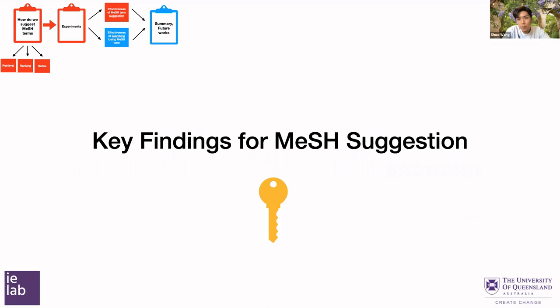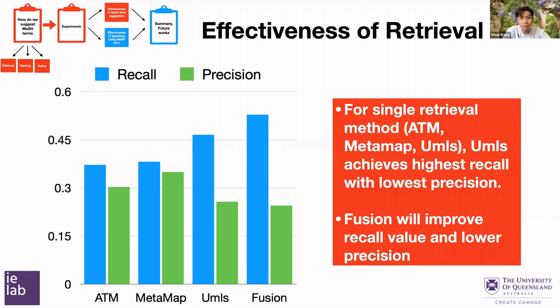Next, let's talk about some key findings of our first experiment, which is to evaluate the effectiveness of MeSH term suggestion. Firstly, from the retrieval aspect of the MeSH term suggestion, we found that for single retrieval methods, by single here I mean ATM, MetaMap, and UMLS, UMLS can always achieve the highest recall and lowest precision. But why does ATM perform so poorly compared with MetaMap and UMLS, wasn't it the current method information specialists use?